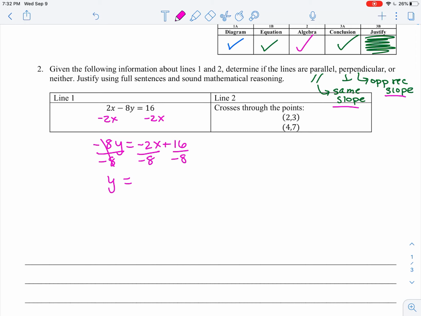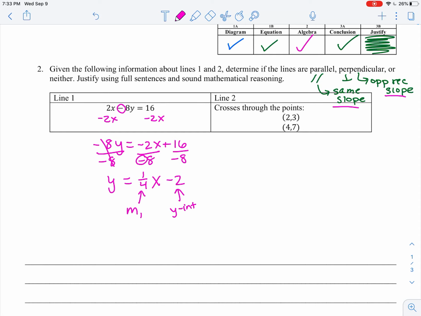A -2 over a -8 reduces to 1 over 4. And then 16 divided by -8 is -2. Okay, so a common error was losing the negative here or losing the negative here. So make sure you're keeping track of those. Now, this is our slope, right? Because it's the coefficient of the x, and this is our y-intercept. Even if I had them written in a different order, the coefficient of the x is always our slope.